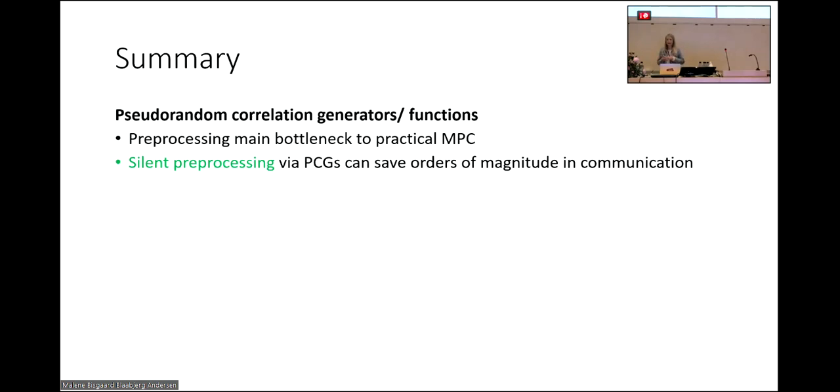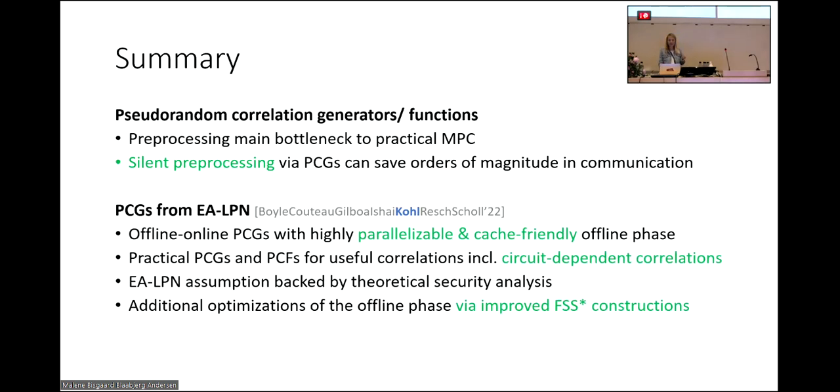And so to summarize, the general tutorial part summary: preprocessing is one of the main bottlenecks, I'd say, to practical MPC. Silent preprocessing via PCGs can save orders of magnitude in communication, making the offline phase very, very efficient. And if you look at PCGs from expand-accumulate LPN, you get a parallelizable, cache-friendly offline phase.